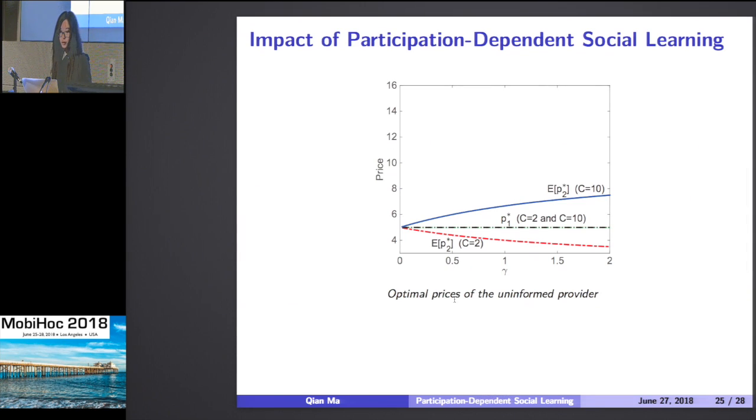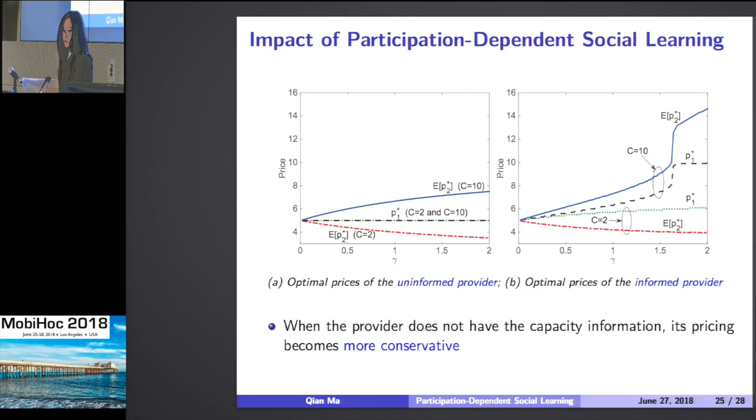Now let's show the impact of participation-dependent social learning on the provider's pricing policy. On this figure, the x-axis is still the social learning influence parameter gamma, and the y-axis is the provider's pricing policy. So let's first focus on the overlapped green and black curve, which represent the optimal first period price. We can see that it is independent of the social learning parameter, which is consistent with our theoretical analysis. Then compared with the right-hand side figure, which shows the optimal prices for the informed provider, we can see that when the provider does not know the capacity information in advance, its pricing policy becomes more conservative.